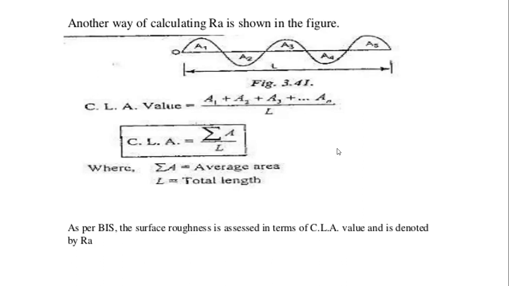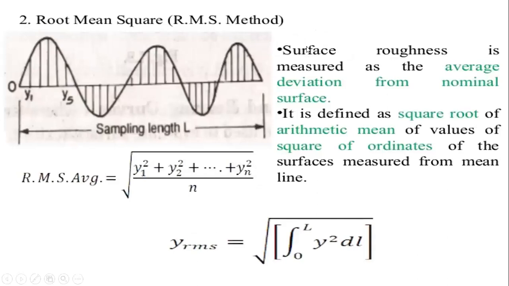So this is the CLA value, that is center line average. Next one is the root mean square, shortly known as the RMS value. In this, the surface roughness is measured as the average deviation from the nominal surface. So we are taking the nominal surface as the surface roughness value.